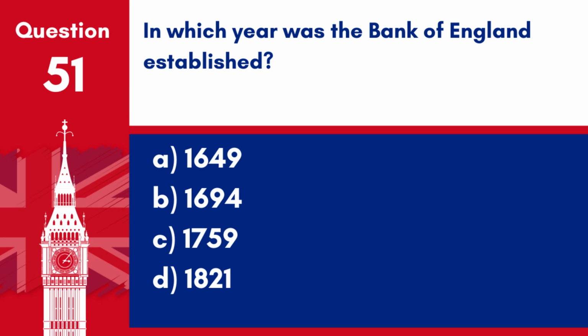Question 51. In which year was the Bank of England established? A. 1649, B. 1694, C. 1759, D. 1821. Answer: B. 1694. The Bank of England was established in 1694, making it one of the oldest central banks in the world.